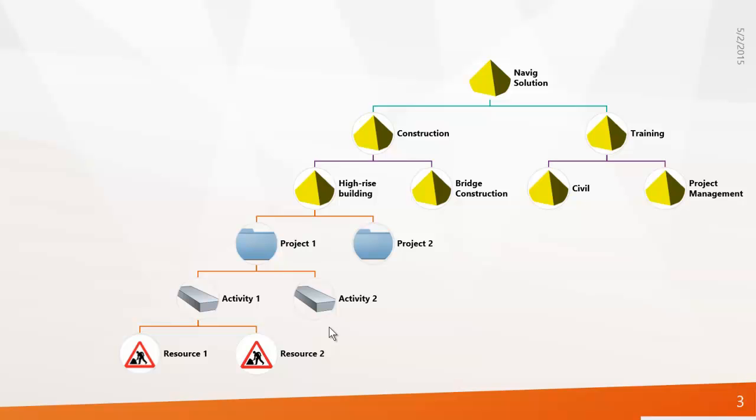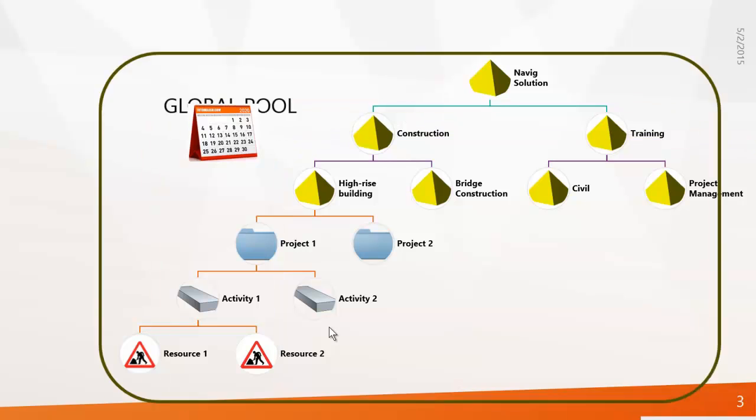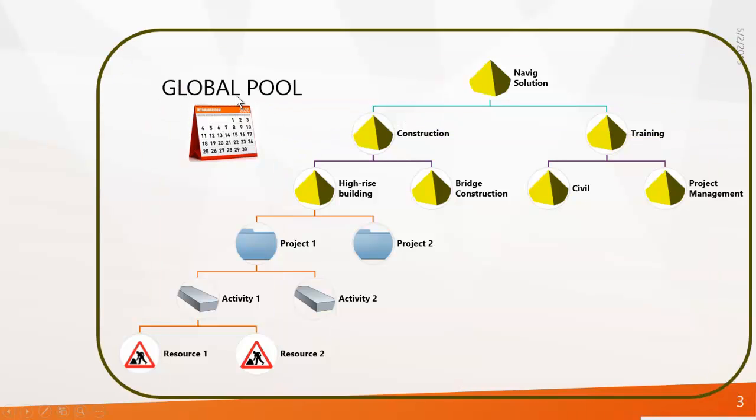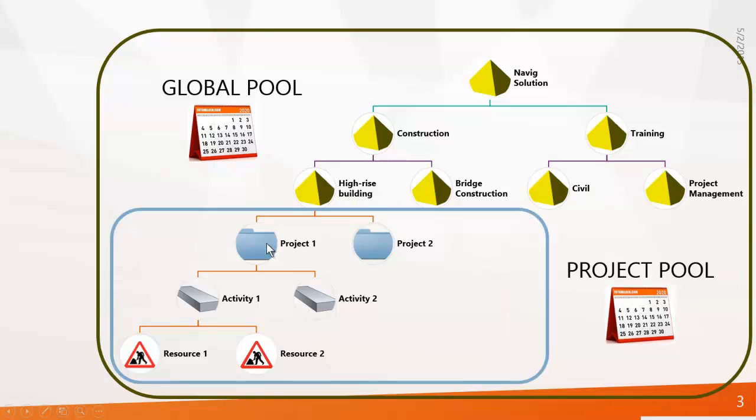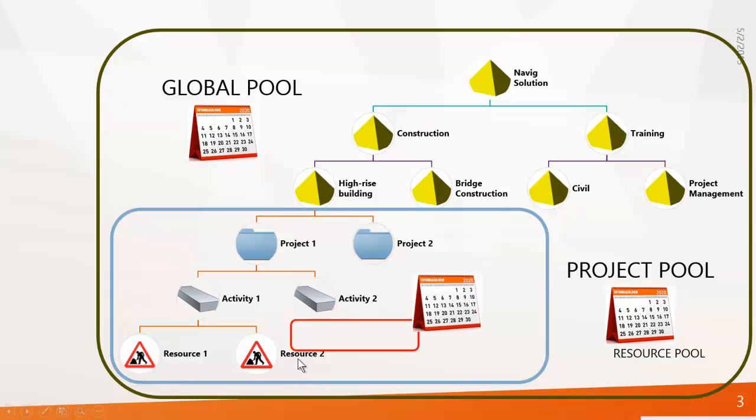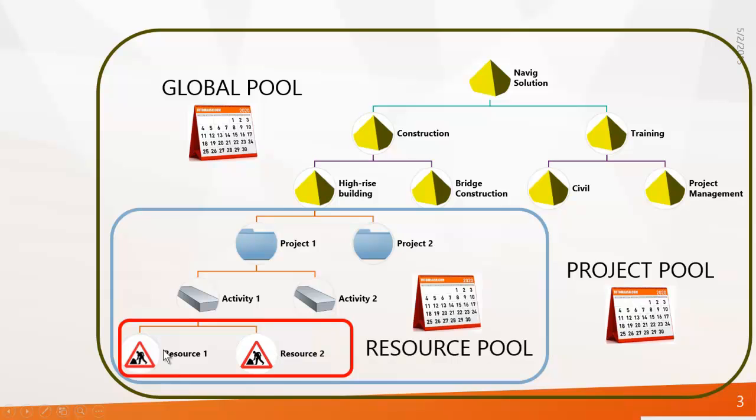Now let's say you create a calendar in the global pool. That calendar will be followed by your EPS, projects, activities and resources. If you create a calendar in the project pool, it will be followed by the projects, activities and resources. At last, the calendar that you create in the resource pool will be followed by your resources. So that's the difference between the global, project and resource pools.